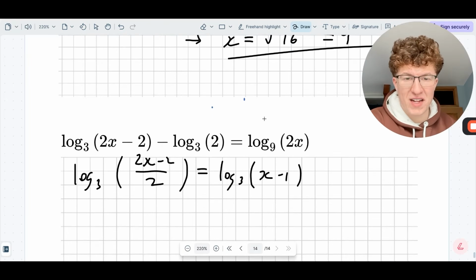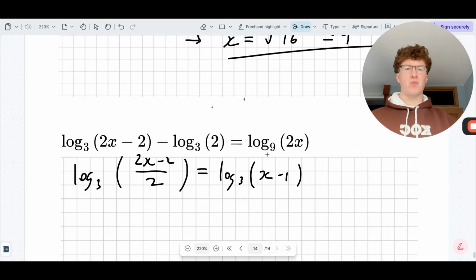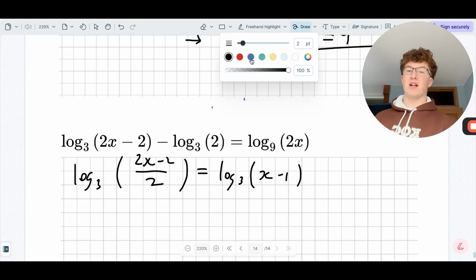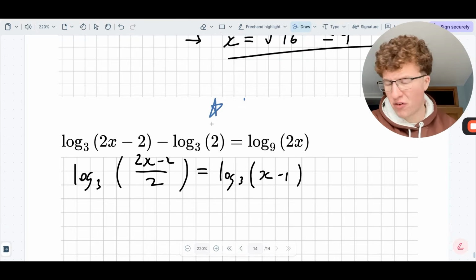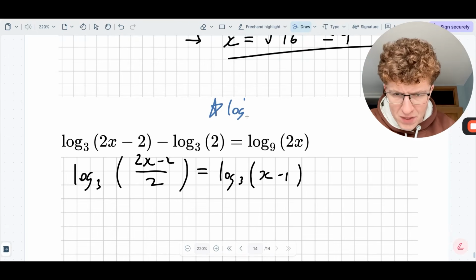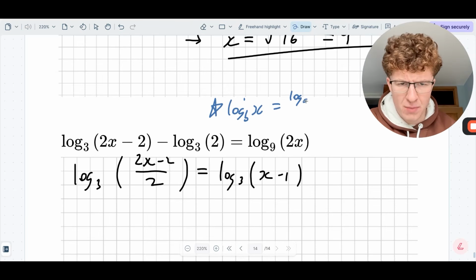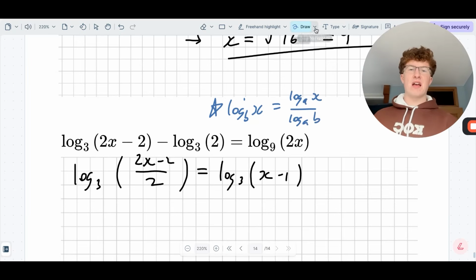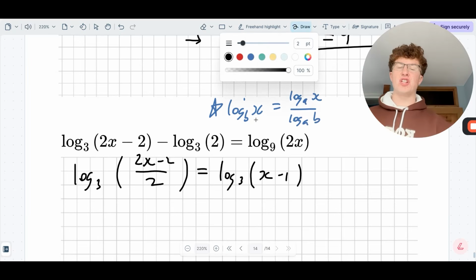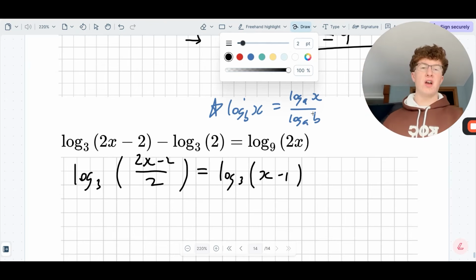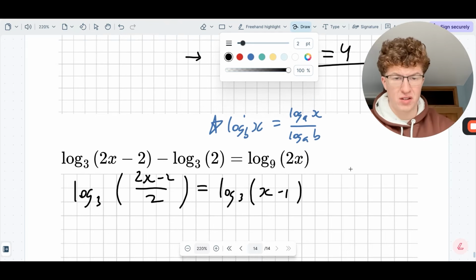The right-hand side, however, notice this base is 9. We want that base to be 3 to be able to solve this equation. We want it to be the same base as the left-hand side. We have to use this formula. It's log to the base b of x is equal to log to the base a of x over log to the base a of b. Basically, what this is saying is, if we want to change the base of our log, we just change the base, but we have to divide it by the new base to the power of the old base. So I'll just do that really quick.